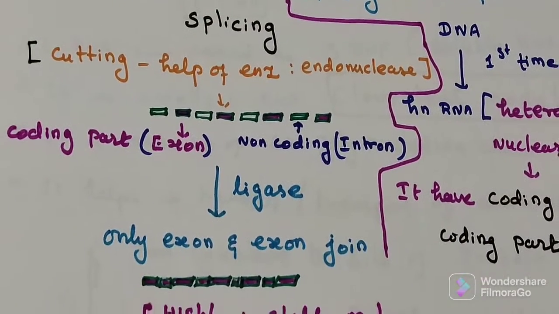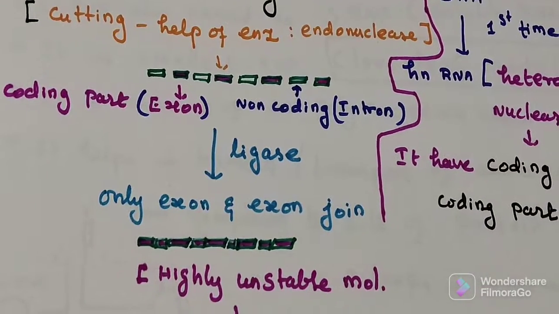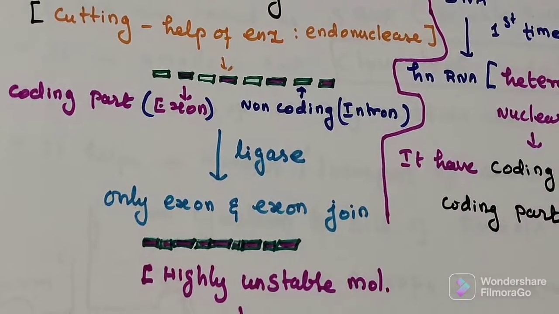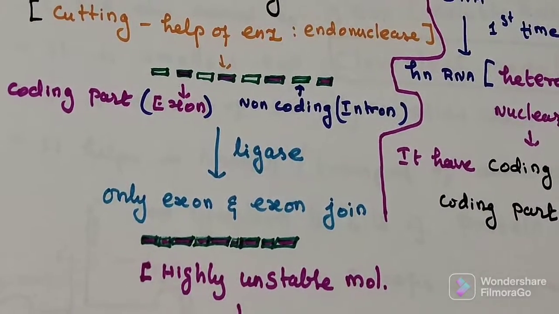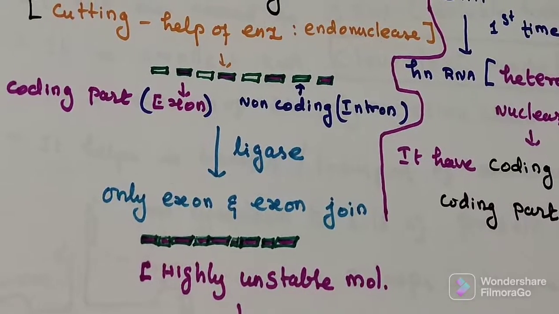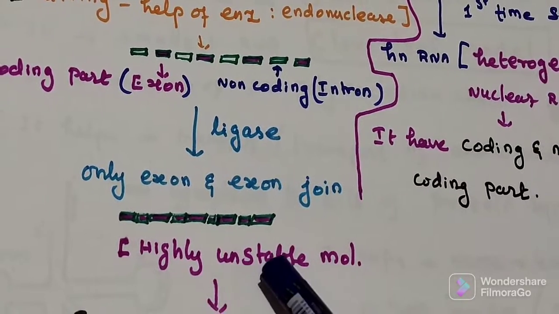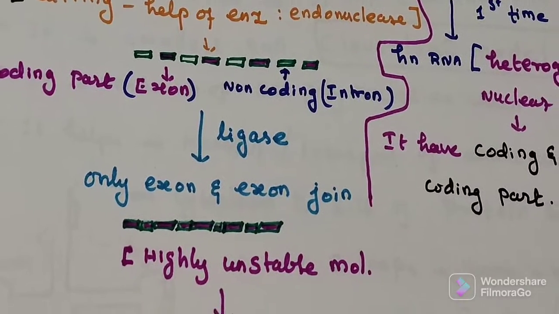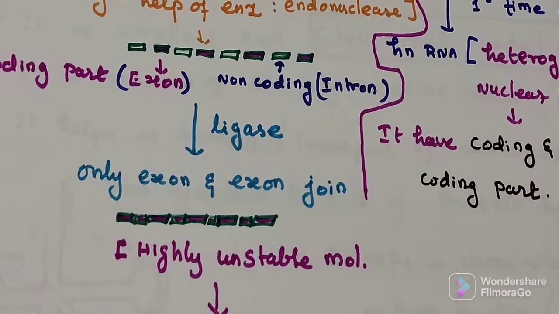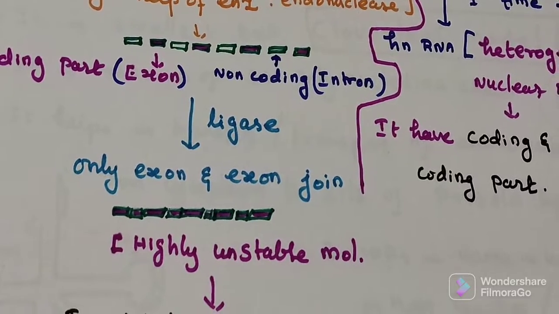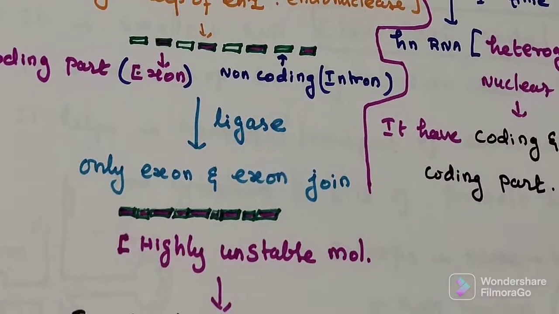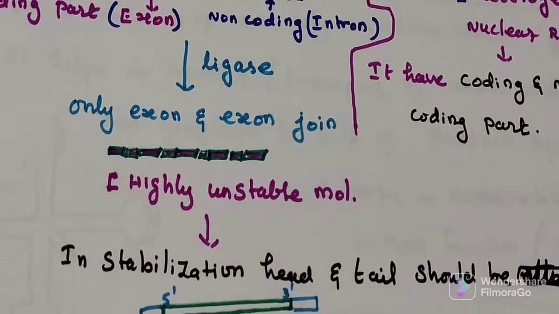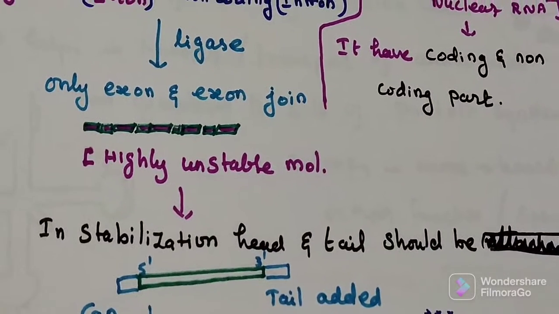Now using another enzyme, ligase, only the coding parts, exon and exon, are joined. Only the coding part has joined. Can we call this coding part mRNA? We cannot, because it is a highly unstable molecule. Stabilization should take place. In stabilization, a head and a tail should be added.